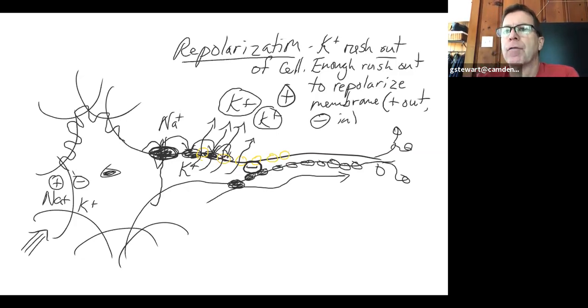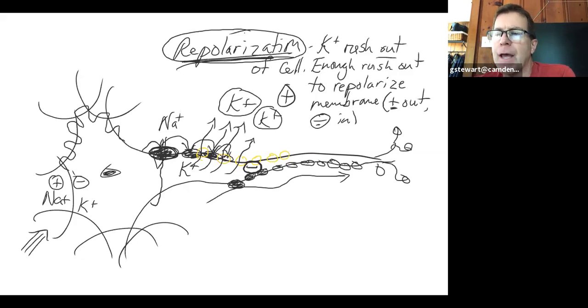So during the act of repolarizing the cell, and this happens after depolarization, potassium rushes out. Enough of that potassium rushes out of the cell that we get positive outside, negative in again. So we've repolarized the membrane. The problem is we're still not back to the beginning of the story, because now we've got all these potassium ions outside, sodium ions inside, even though we've repolarized the membrane.